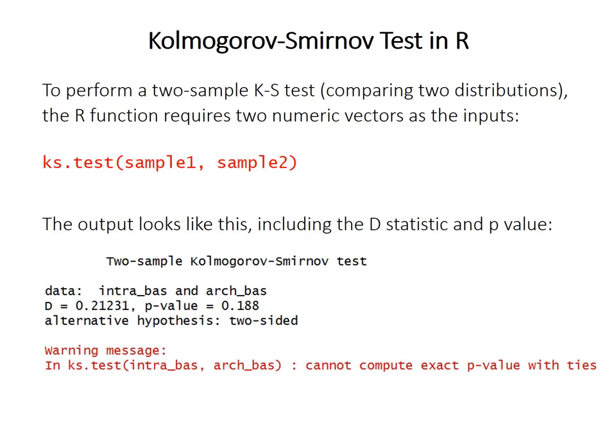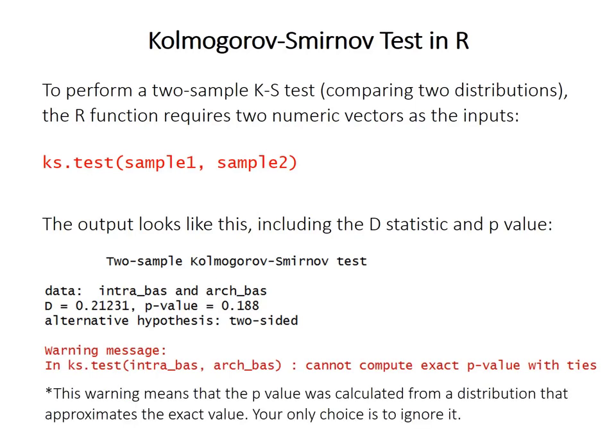Now you may also get this warning message at the bottom, which comes up if the sample has at least some values that are exactly the same. These are ties, right? If one of the data sets has the value 12 three times, that's a tie. So in this case, R can't compute the exact p-value, so it just estimates the p-value from a distribution that approximates the true null expectation. There's not much you can do about this. I mean, your data is what the data is. So you pretty much just have to ignore the warning.